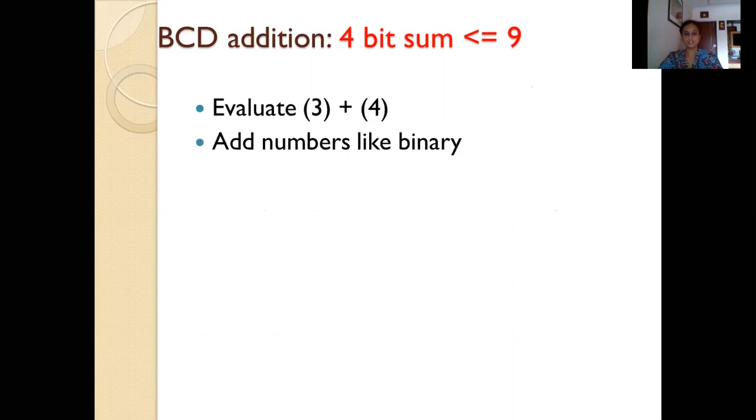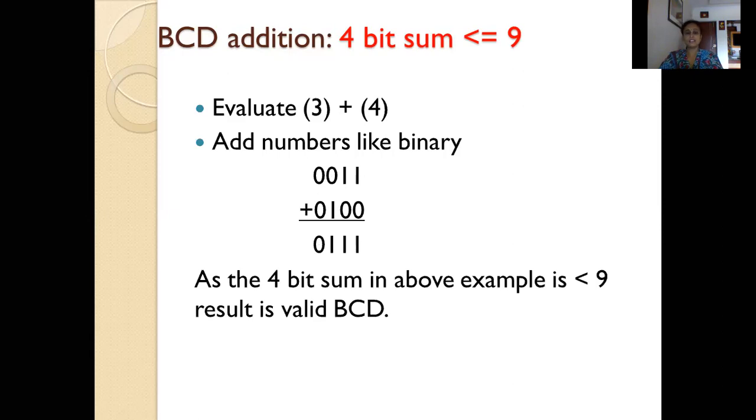First of all, we are considering the first case, where the 4-bit sum is less than or equal to 9. Let us take an example, suppose 3 plus 4. What is our first rule? We have to add the numbers like binary. So first we write the BCD codes of 3 and 4, that is 0011 and 0100. When we add these, we get 0111 as the result: 1 plus 0 is 1, 1 plus 0 is 1, 0 plus 1 is 1, and 0 plus 0 is 0. That is how we got the sum 0111. Now if you compare this sum 0111, it is less than 9. It is less than 1010.